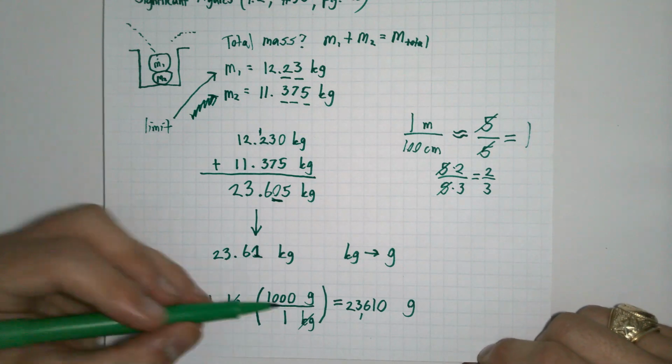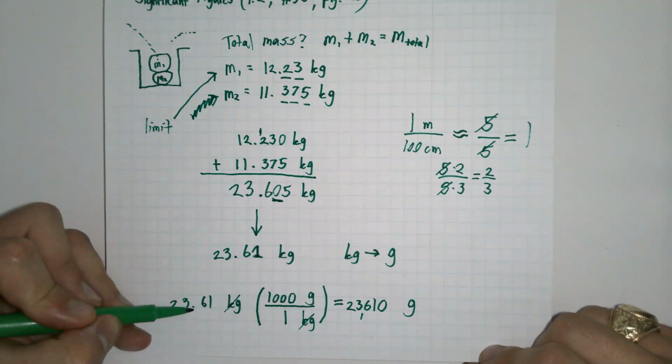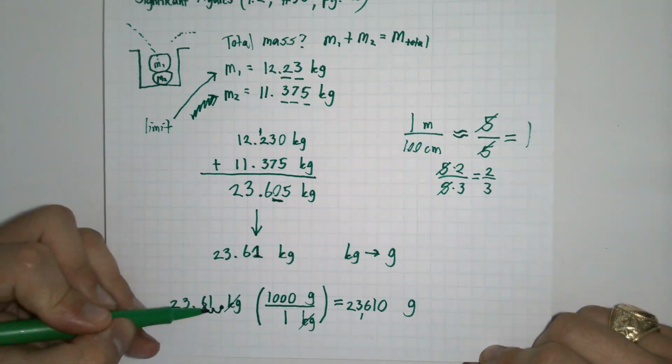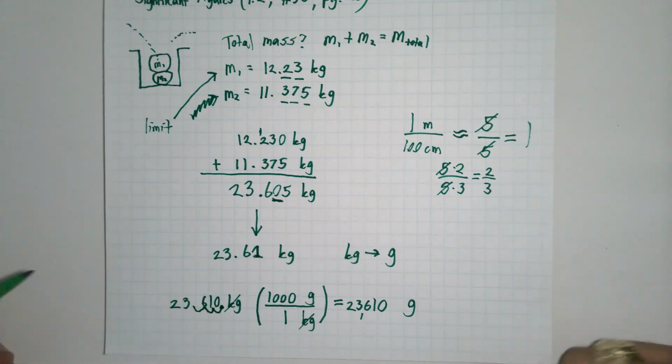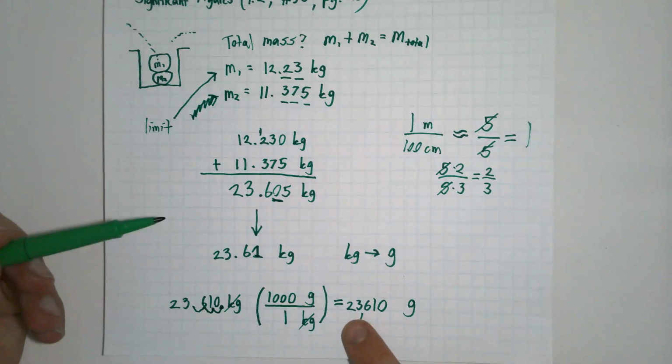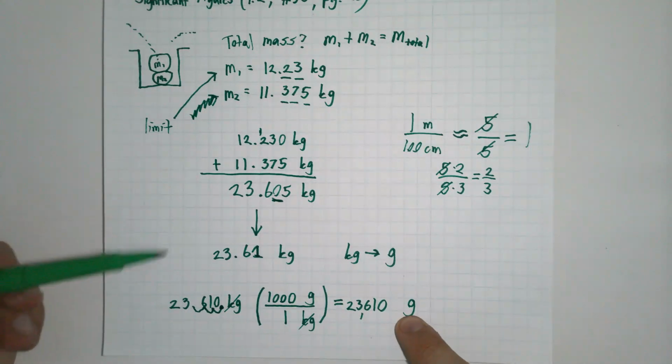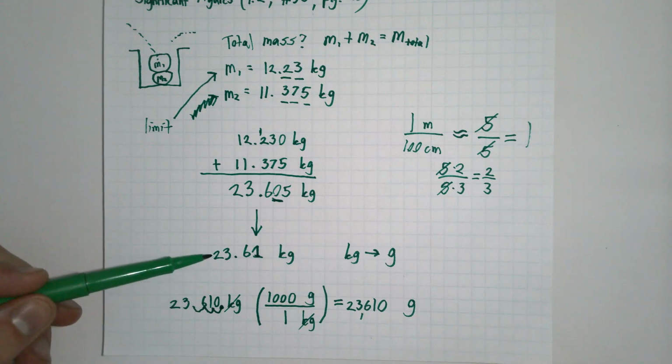Notice here what I did. Because I have 3 zeros, that means I can move it 1, 2, and then 3. If I moved a third time into a blank space, I just had a 0 there. So 23,610 grams. That's how many grams there are in 23.61 kilograms.